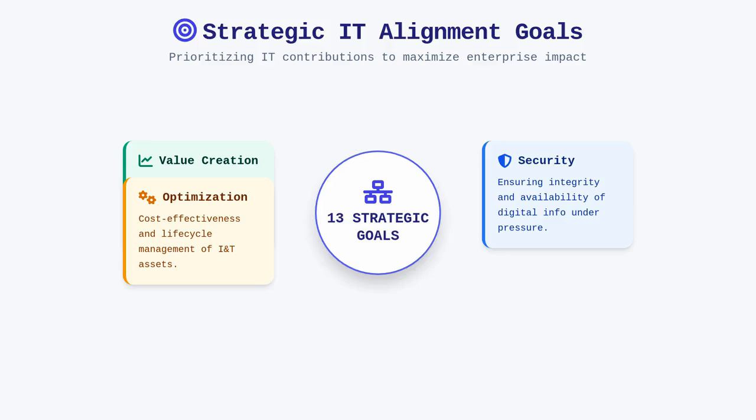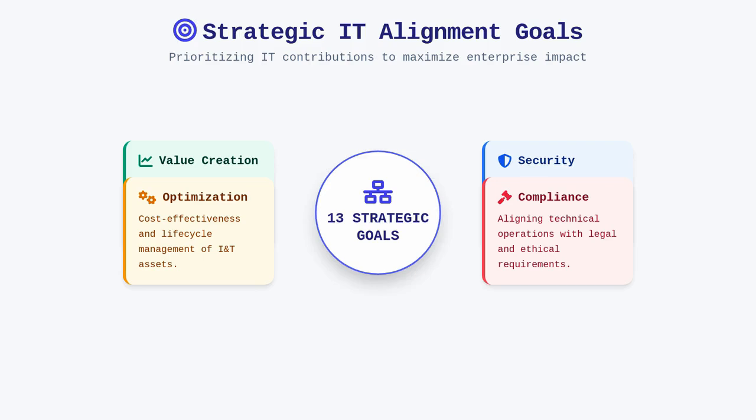Simultaneously, we look at the optimization of IT assets, which relates to the cost-effectiveness and lifecycle management of our infrastructure and software. Compliance with external regulations is another pillar, ensuring that technical operations align with the legal and ethical requirements imposed by the industry or government.